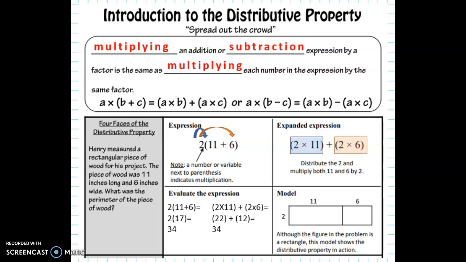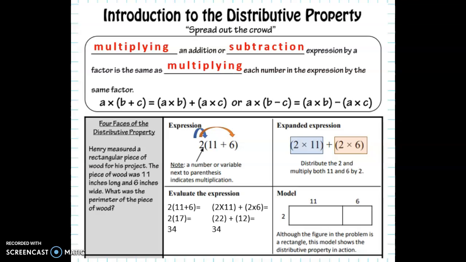We evaluate the expression by solving it. In the case of factored form, you would solve the parentheses first. 11 plus 6 is 17, and then multiply. 2 times 17 is 34. In the expanded form, again, the parentheses are first, which means you're doing the multiplication first. 2 times 11 is 22. 2 times 6 is 12. Add the two numbers together and you get 34. These two expressions are equivalent to each other.